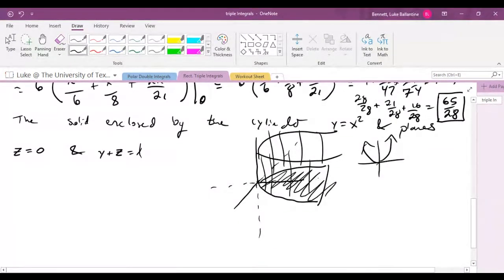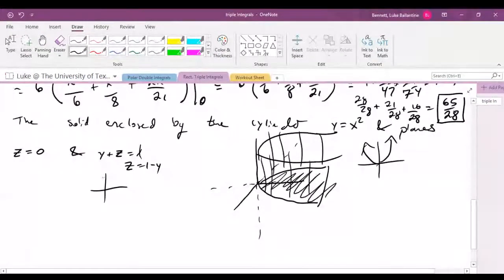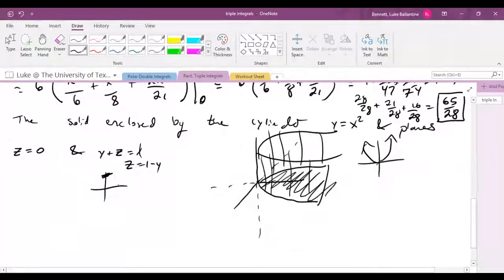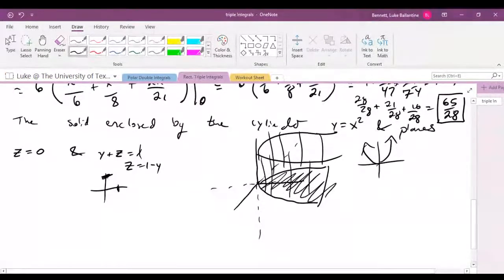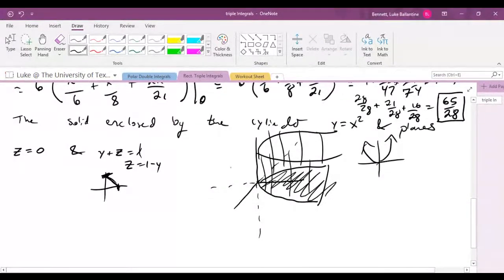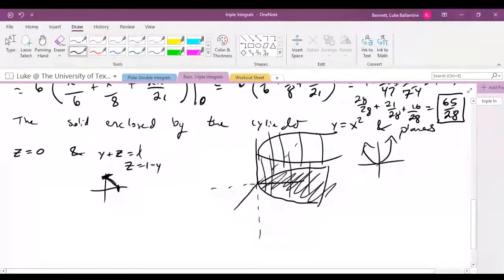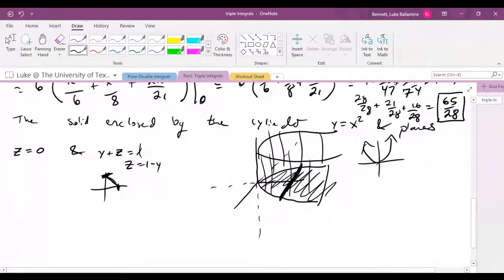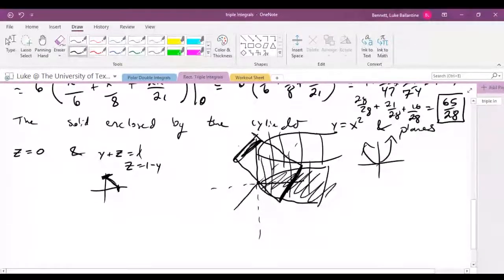And then we have y plus z equals 1. Well, that's z equals 1 minus y. That has a z-intercept of 1 and a y-intercept of 1, and goes like that. So it's that plane. So we have y-intercept 1. This plane.